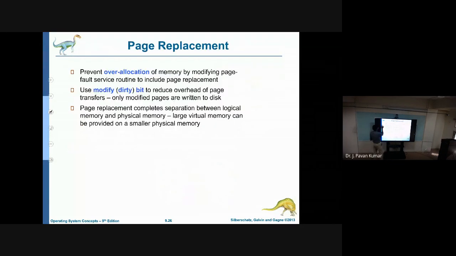You can see that from this. So the modify or dirty bit is used to reduce the overhead of page transfers. Unnecessarily, why do we need to copy the same thing which is already present in the secondary memory? That's why we use the modify or dirty bit. Only modified pages will be written back to disk. Otherwise, we will not write them to the disk again, because we already have that copy in the secondary memory. This is one optimization.